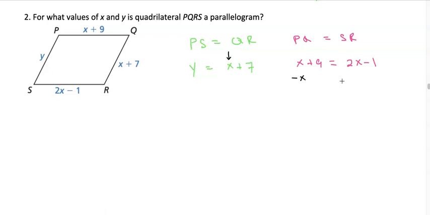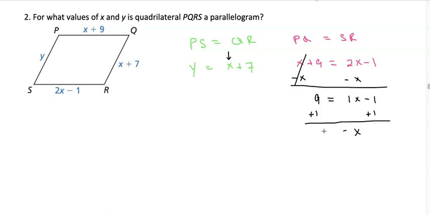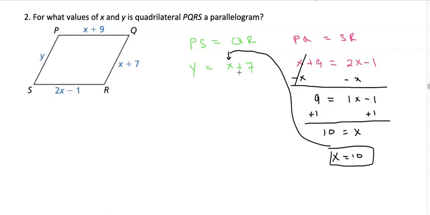So I'm going to subtract X from both sides here. That goes away, and I get 9 equals 1X minus 1. Then I'm going to add 1 to both sides. And I get X is equal to 10. So there's X is equal to 10. Now I know that, and I'm going to substitute that in for X. So now when I solve Y, I get Y is equal to 10 plus 7. So Y is equal to 17. So I was able to solve for X and Y here.